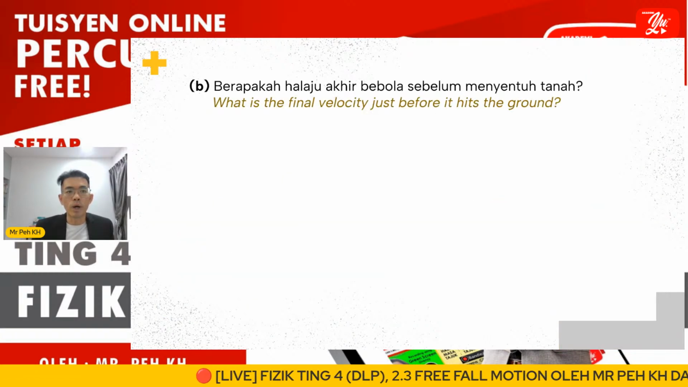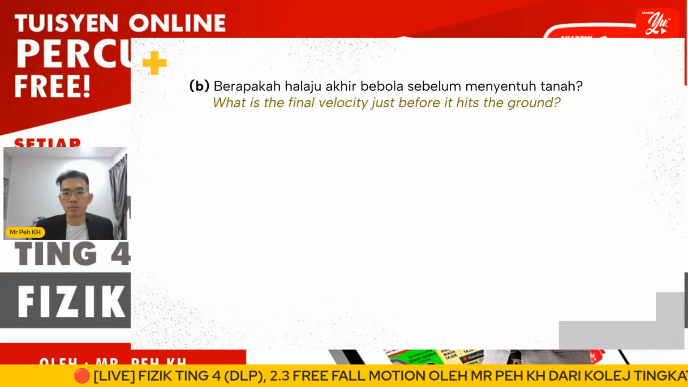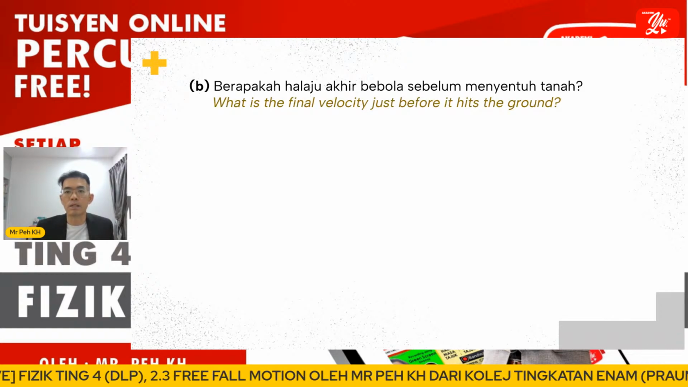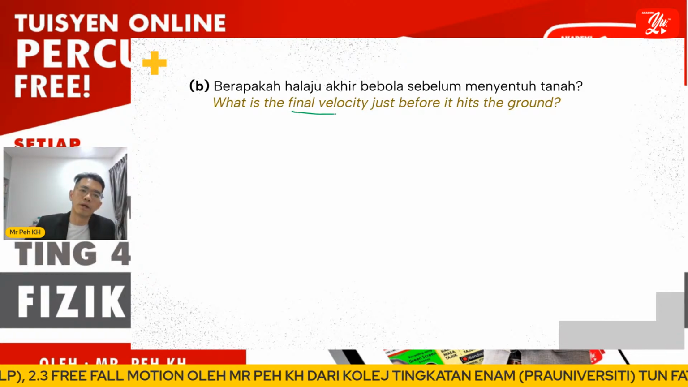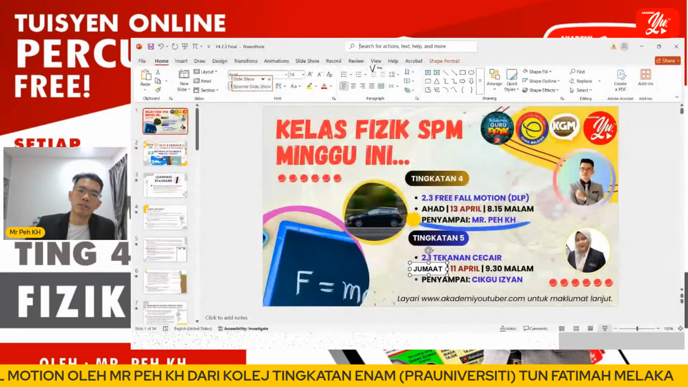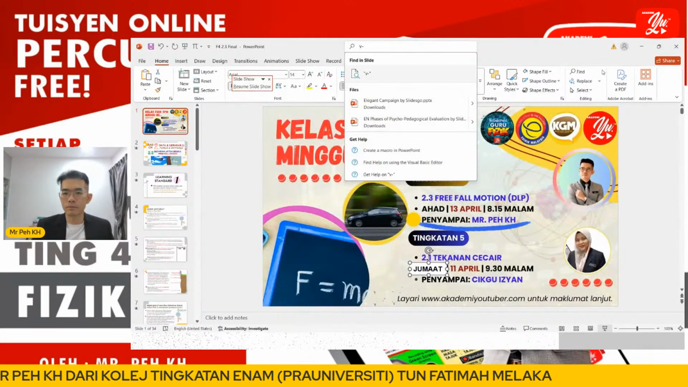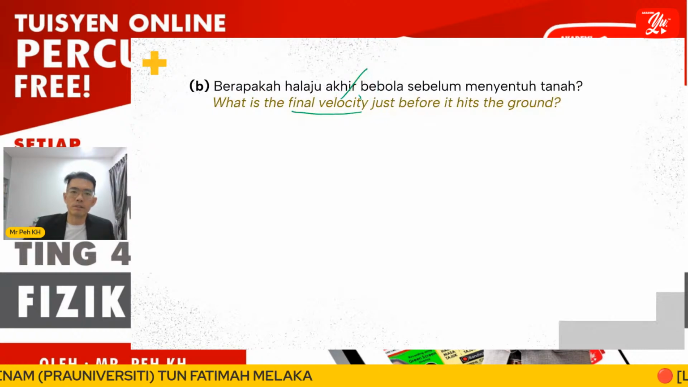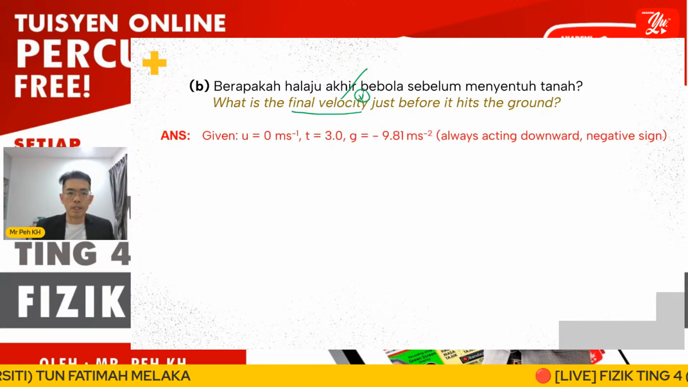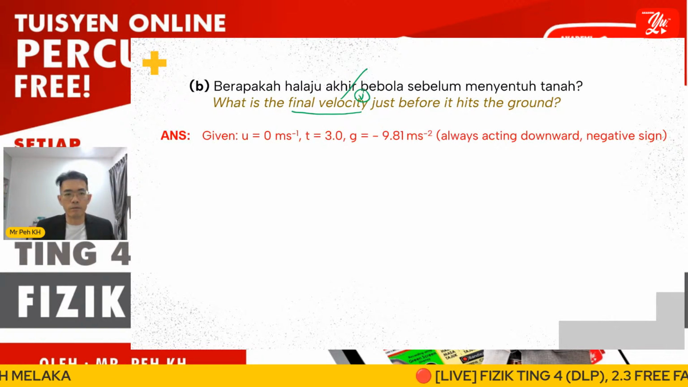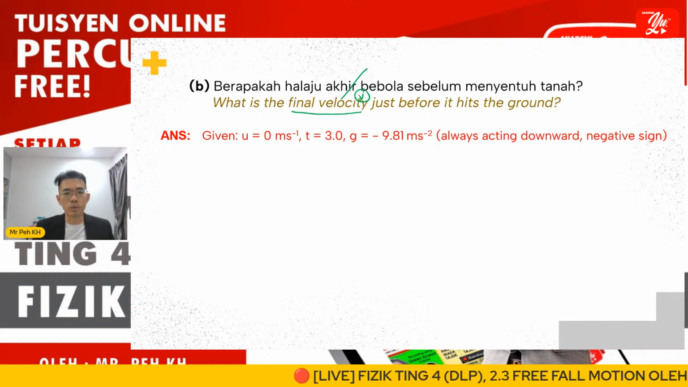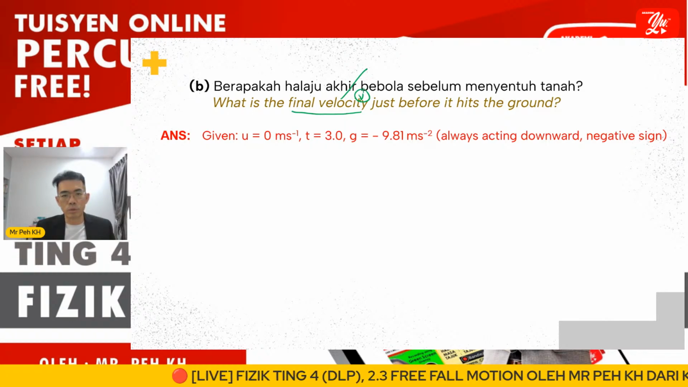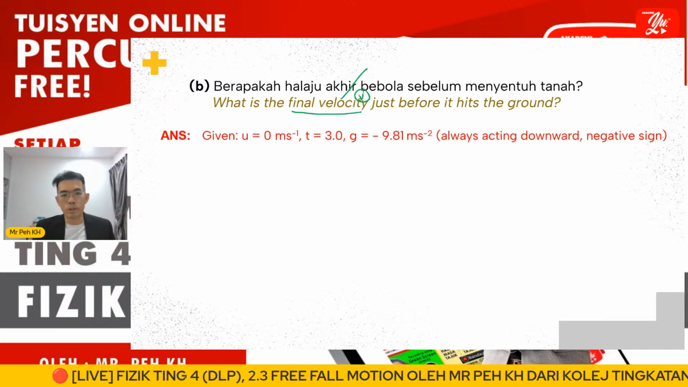Okay, so for B, what is the final velocity just before it hits the ground? So that means here we want to find out the value V. Again, we have the same given values: u equal to 0, t equal to 3.0, g equal to negative 9.81.